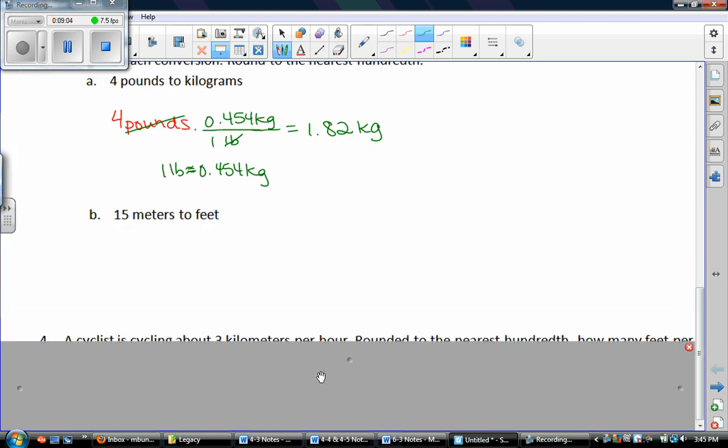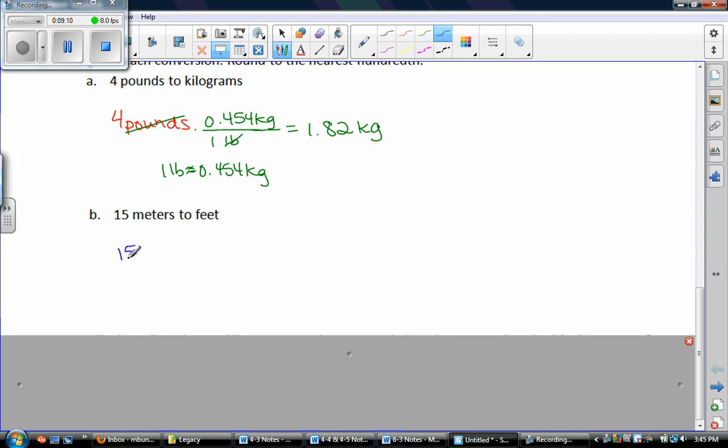Okay, part B is similar. It says to convert 15 meters to feet. So again, we'll start off with our original value. Our original amount is 15 meters, and we want to change this now to feet. Well, a conversion that you can find on page 276 says that 1 meter is approximately 3.279 feet.